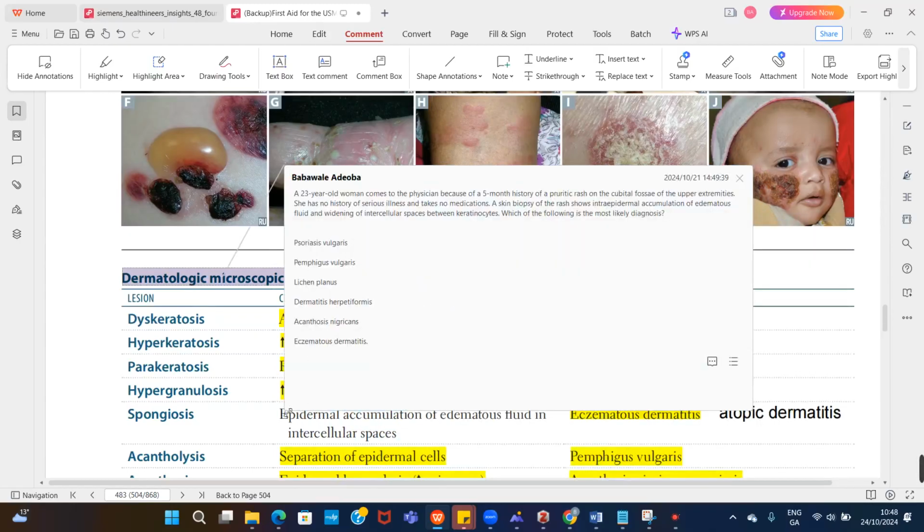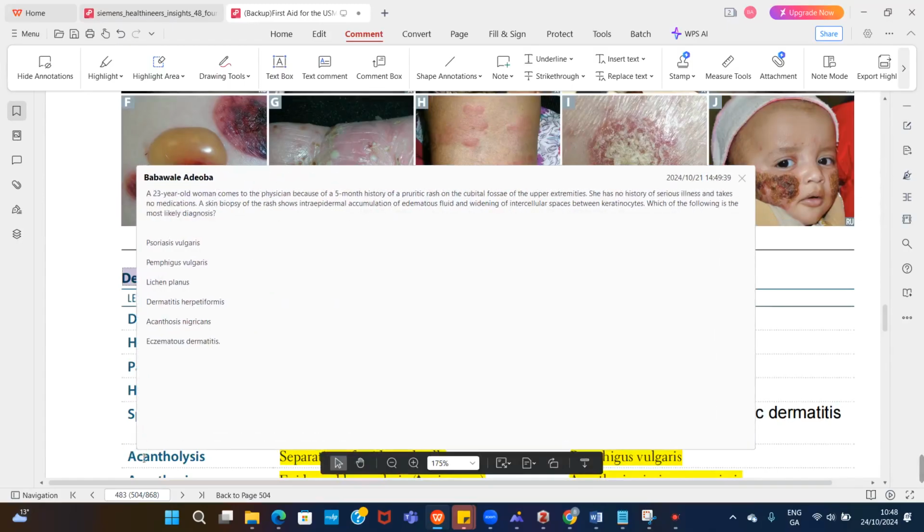A 23-year-old woman comes to the physician because of a 5-month history of pruritic rash on the cubital fossa of the upper limbs. She has no history of serious illness and she takes no medication.